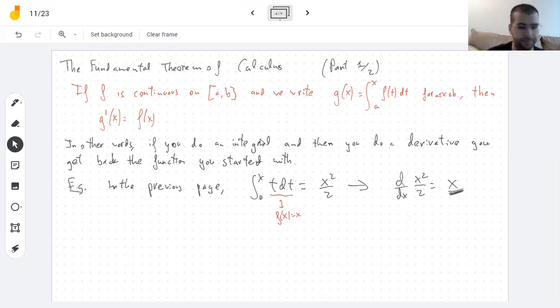So if you, for example, take the integral of x squared, you will get a function whose derivative is x squared. And basically, you know the answer to what that is. So, okay, let's try to graph it.